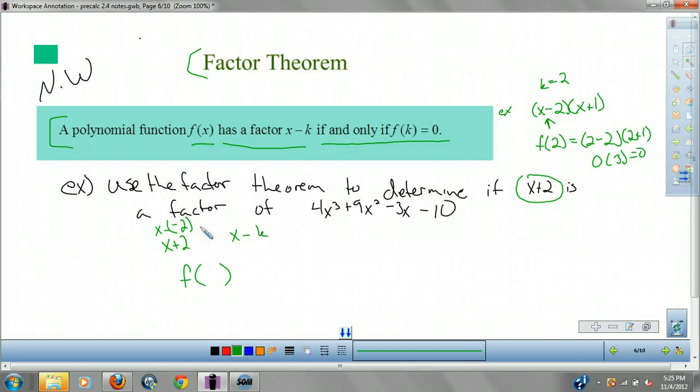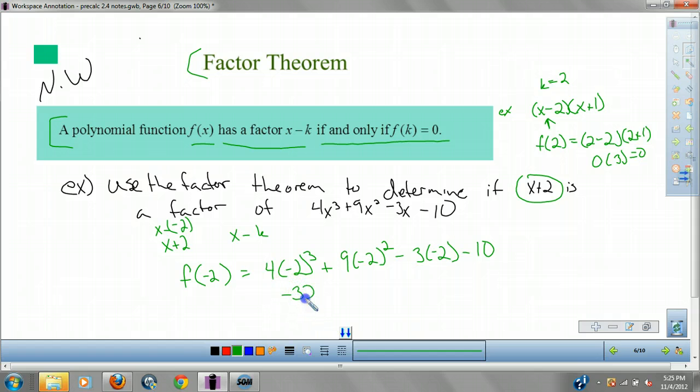Everything's going to be x minus k. So I plug in negative 2 to my function. So 4 times negative 2 cubed plus 9 times negative 2 squared minus 3 times negative 2 minus 10. Here we get negative 8 times 4 is negative 32, plus 4 times 9 is 36, minus negative 6, so plus 6, minus 10. So if I do some real fancy math here, what do I get? Negative 42 plus 42, which is 0.